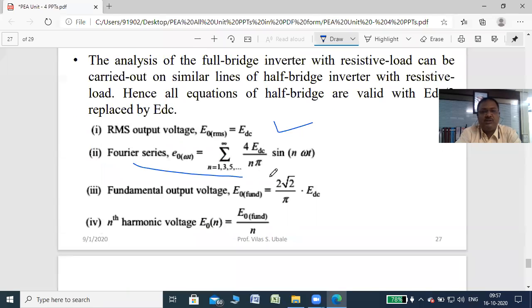Then in the Fourier series, the same thing: AN equals 0 for all even and odd values. BN is also equal to 0 for all even values. So you can find out with the help of this equation. You will get EO fundamental equal to 2 root 2 by pi into EDC, right? In that equation, we got 2 root 2 by pi into EDC by 2. So slightly changed: 2 root 2 by pi into EDC.